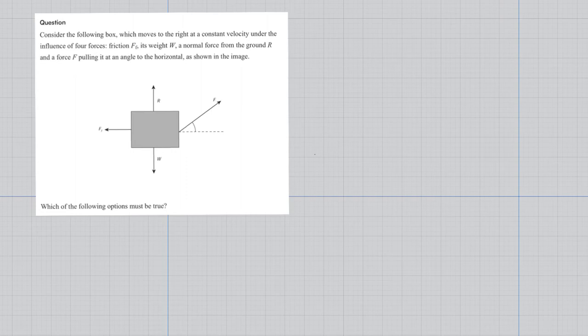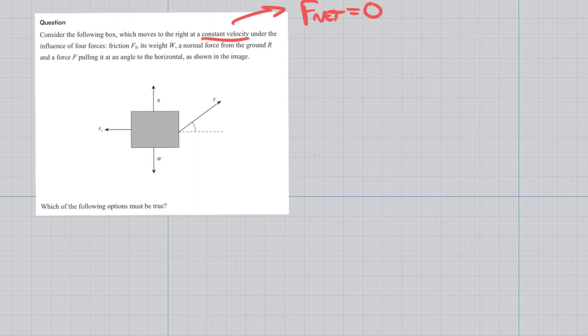So this question says, consider the box moves to the right at a constant velocity, which is a key idea for us. Basically what that tells us is that the net force must be 0. So it has 4 forces acting: friction, its weight, normal force, as well as a pulling force, which is at an angle to the horizontal as shown. Which of the following options must be true in terms of the relationship of those forces?